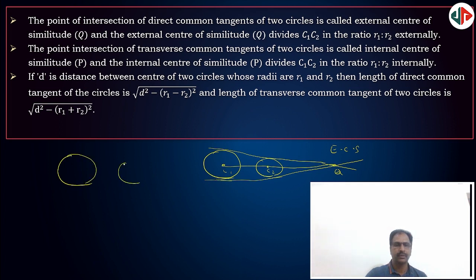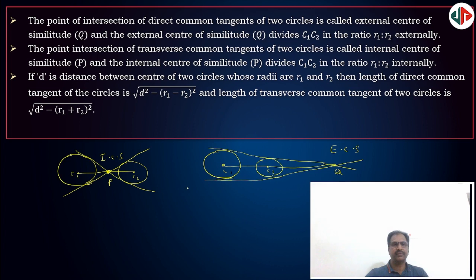Next. This is one transverse common tangent. This is another transverse common tangent. The intersection point of transverse common tangents is known as the internal center of similitude, and it is a point which divides the line joining centers in the ratio R1 is to R2 internally. The internal center of similitude divides the line joining centers in the ratio R1 is to R2 internally. The external center of similitude is a point which divides the line joining centers in the ratio R1 is to R2 externally.